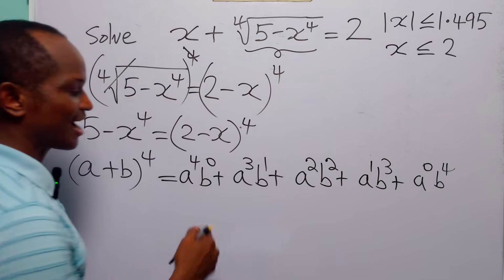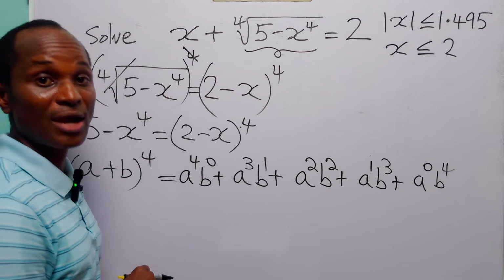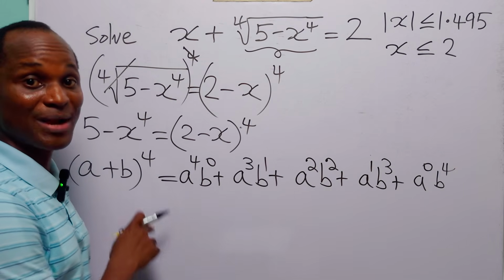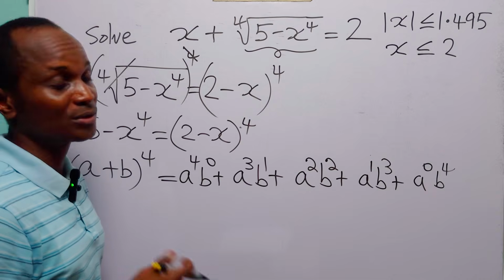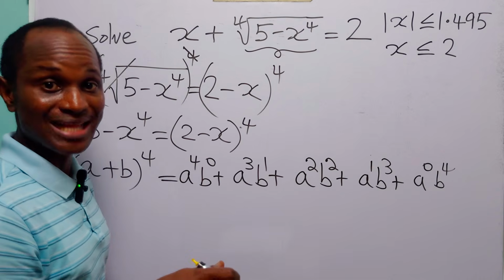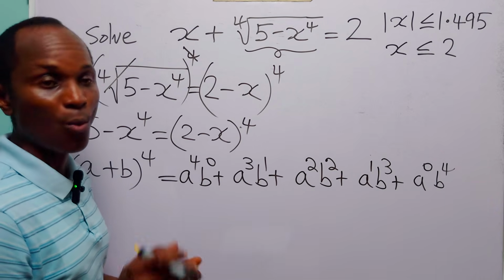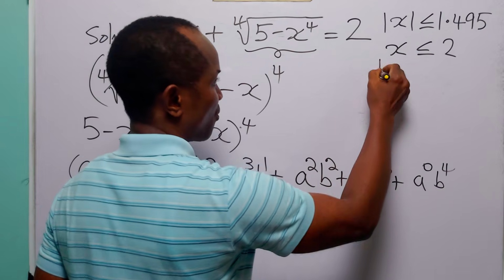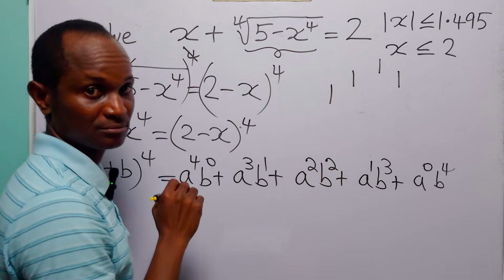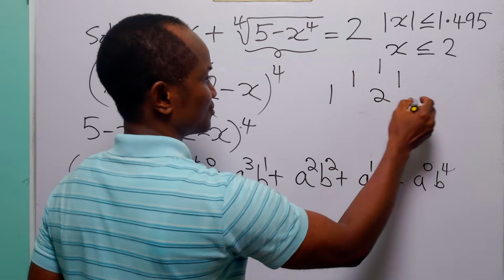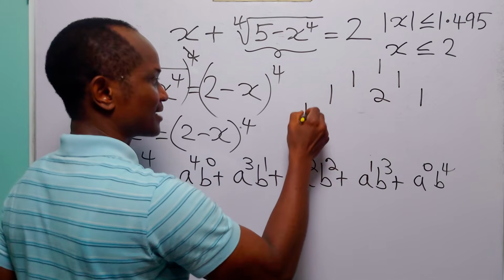Now notice that I haven't added any coefficients. We are going to get the coefficients for this expansion from Pascal's triangle. That triangle is very easy to draw. You start with 1 and you end with 1. So we have 1, 1 and 1, 1. 1 plus 1 is 2. End with 1. Start with 1.